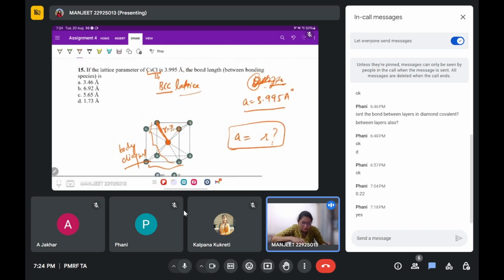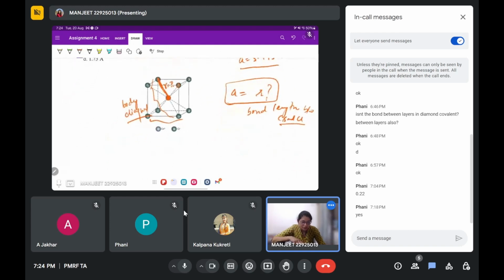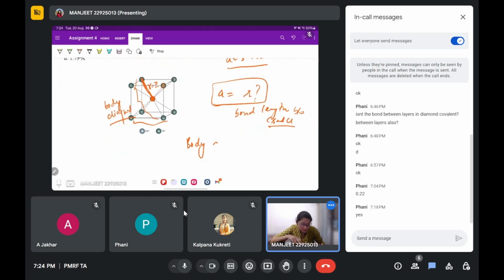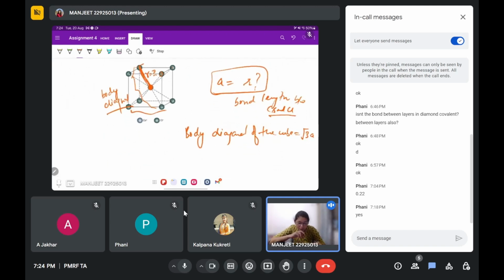then you can calculate the bond length between Cs and Cl. So what will be the bond length? As you know, the body diagonal of a cube is root 3 a. Now the bond length will be half of this body diagonal length.